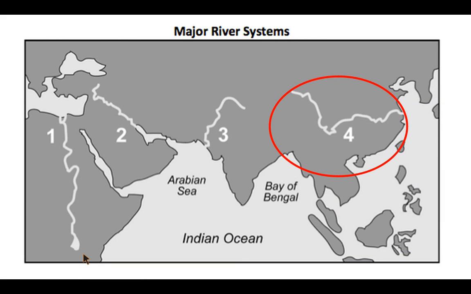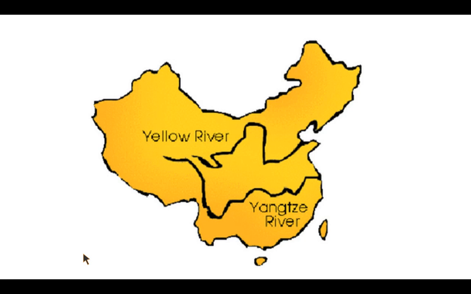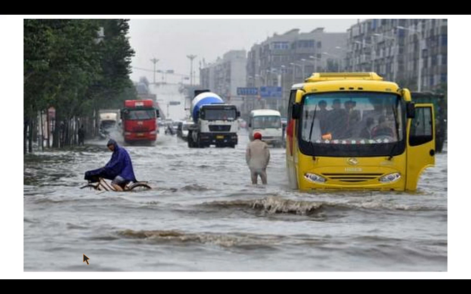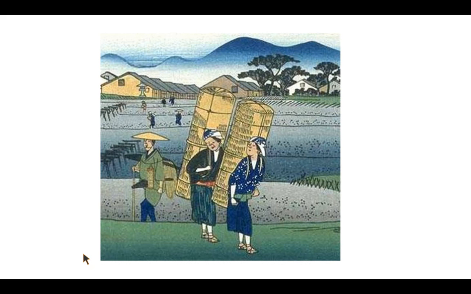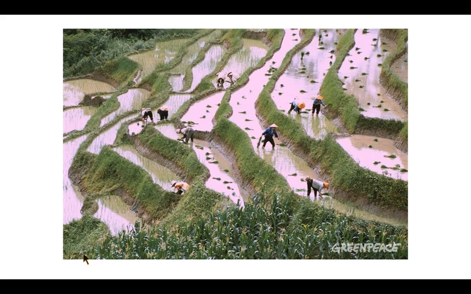Now for number 4 on the map, China. The important rivers here are the Huanghe and the Yangtze. The Huanghe is also called the Yellow River or the River of Sorrows because it often flooded and destroyed homes, which it still does today. People in ancient China mostly farmed rice. They used terrace farming to farm in the mountains, and they still do today.